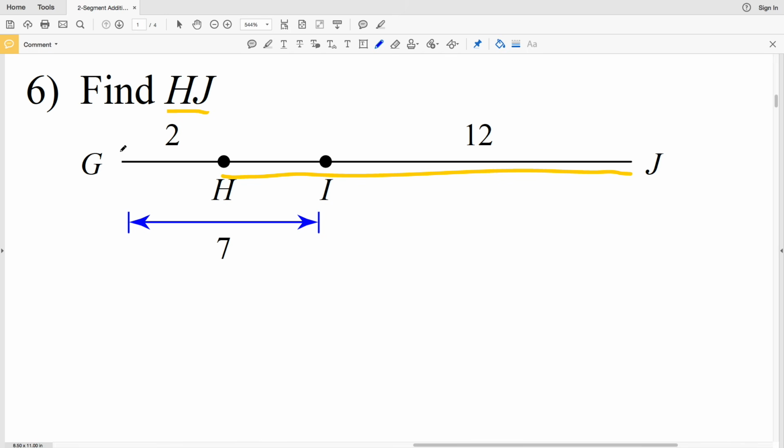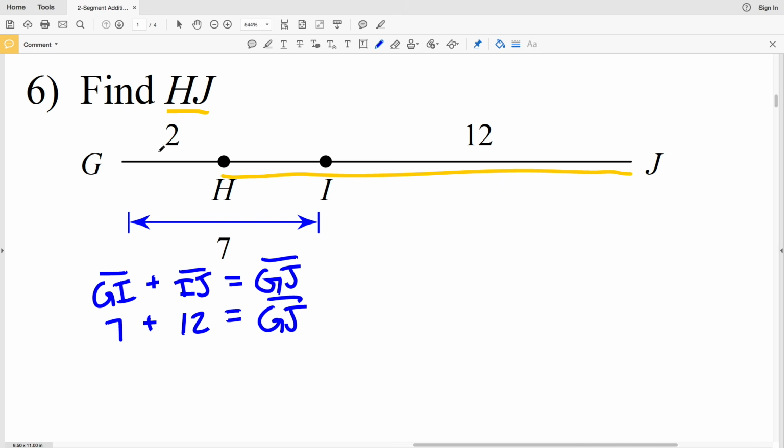However, we're not given the total length of the entire segment G to J. We can see that GI plus IJ is equal to that total length GJ. So segment GI plus segment IJ equals the total length GJ. Both GI and IJ are given, so GI is 7, IJ is 12, and that is equal to the total length G to J. 7 plus 12 is 19, so 19 is equal to GJ.